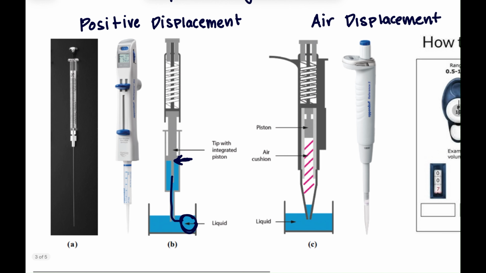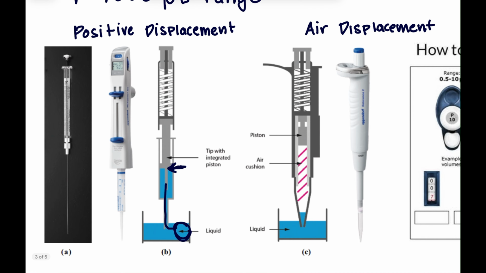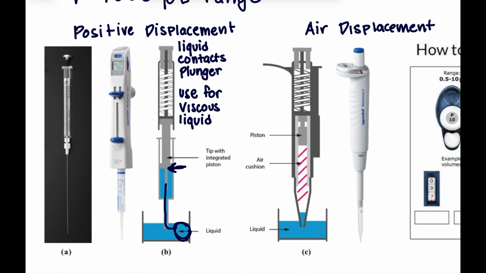So I'll write over here, in positive pipettes, the liquid contacts the plunger. You use this for viscous material, or volatile samples.